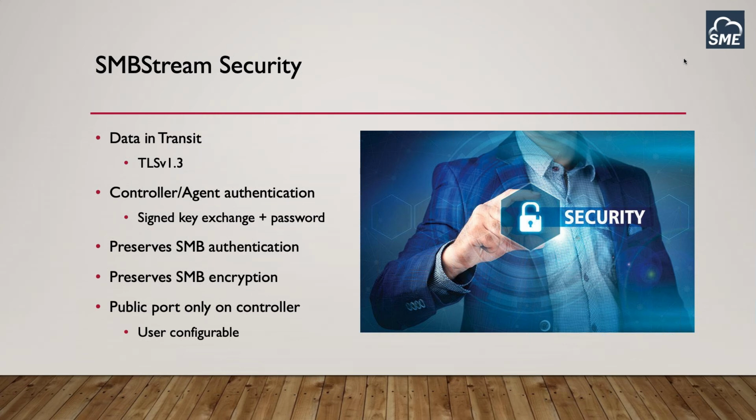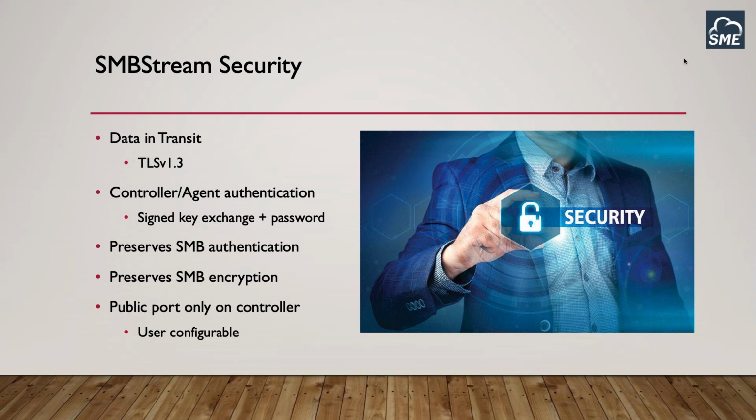When people think of VPNs today, obviously there's Cisco and Juniper and SonicWall. There are all these great VPNs, and the whole thing about a VPN is it's got to secure your data. It's got to be the best in breed. And so we think SMB Stream security takes that up a notch.